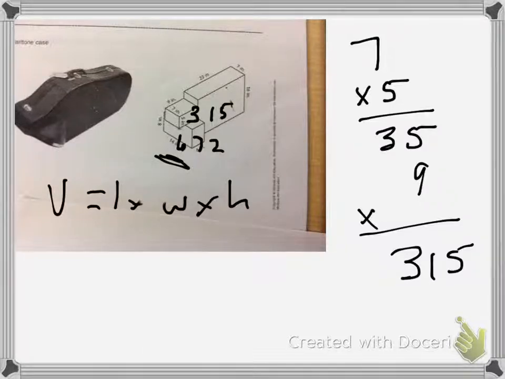Right now we have two parts of the case measured. We have the 672 for the very bottom part and 315 for that little middle piece. Now we have to measure the big long part. Let's measure that up.